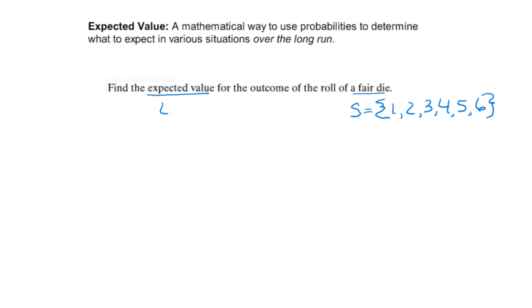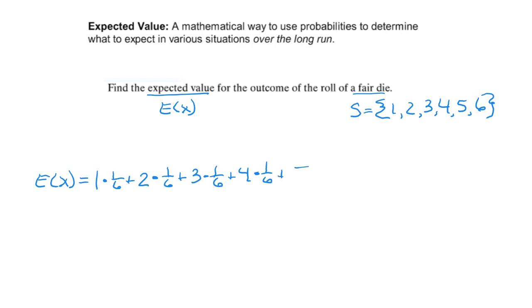So for the expected value, I will use E of X. This just represents expected value. I'm going to take the one side and multiply it by its probability. And we'll just do each side times its corresponding probability. Then we have 4 times 1/6, 5 times 1/6, plus the sixth side times its probability.